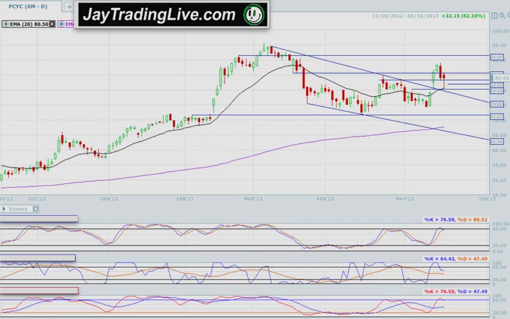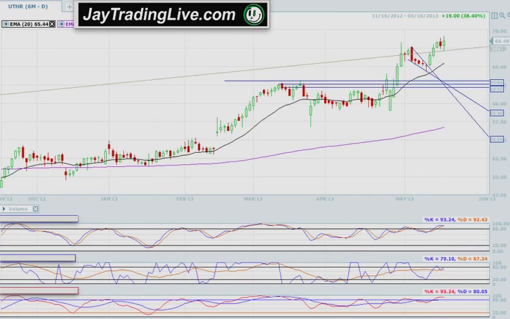Let's see, a couple other things we've been trading lately. We have been trading flags. A lot of flags have been showing up in the market lately. And here's a great example of a flag on UTHR.